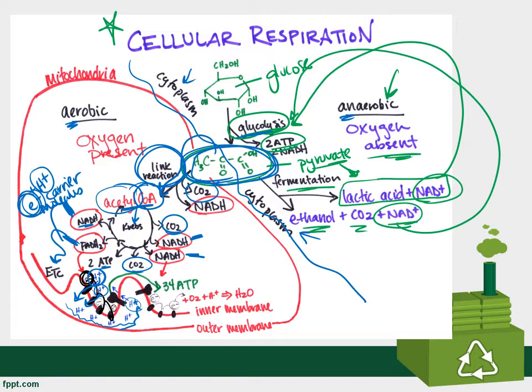Because they have a charge, they cannot go through the phospholipid bilayer, and so their only path is through these proteins called ATP synthase. And when those hydrogen ions flow through ATP synthase, this protein can take ADP, adenosine diphosphate, and an inorganic phosphate group, glue them together to make some ATP.